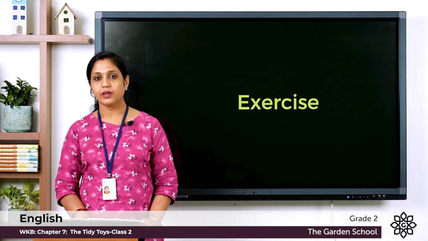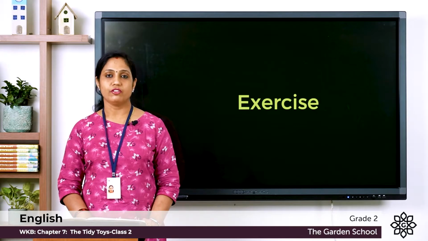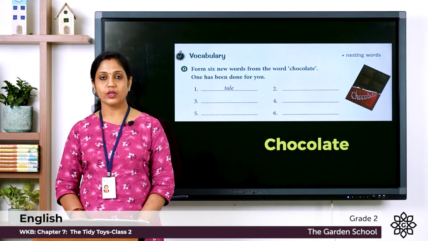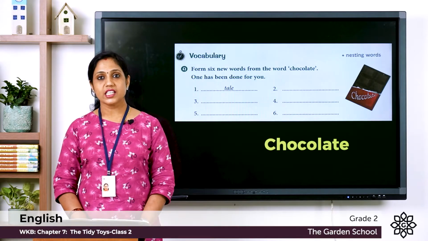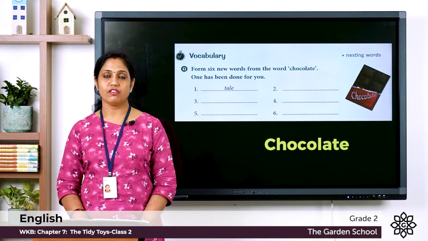First, we have the vocabulary part. You can open your text, page number 45. So first we have nesting words. In that we have to form 6 new words from the word chocolate. One has been done for you.